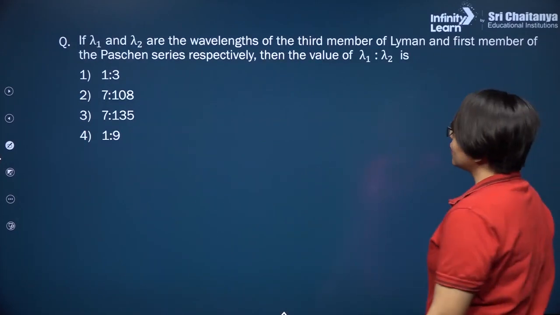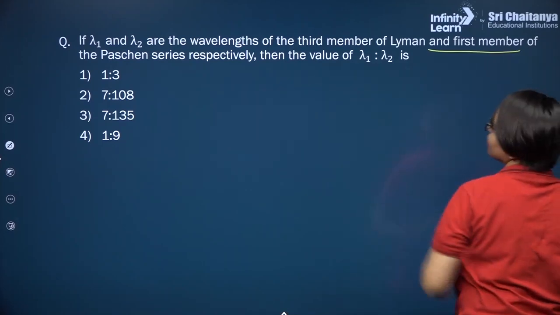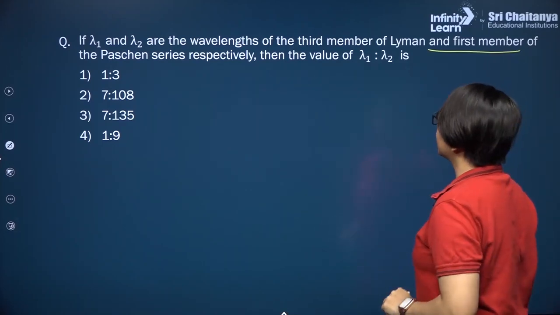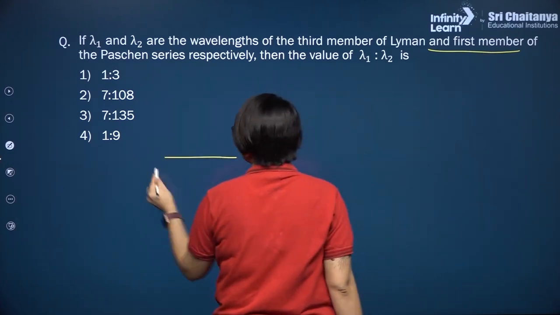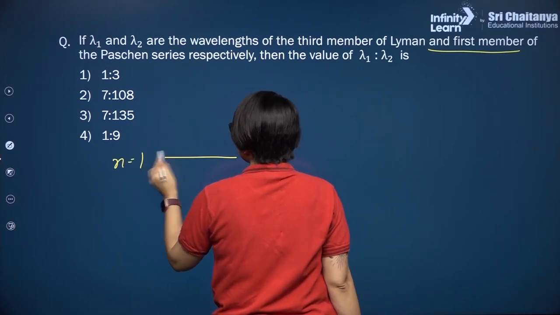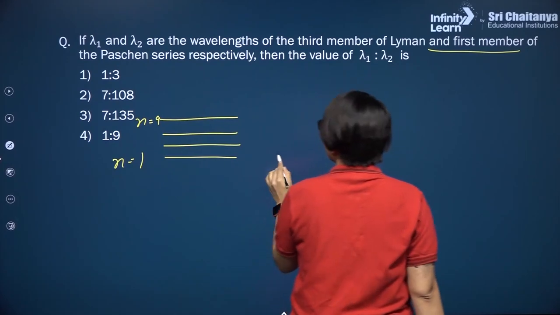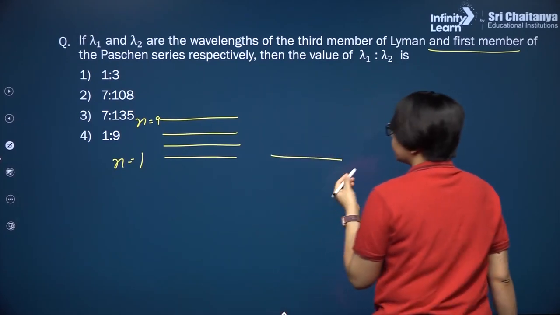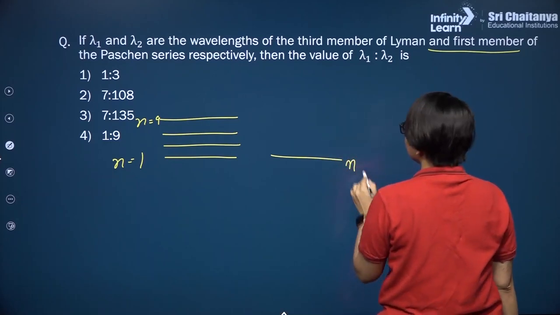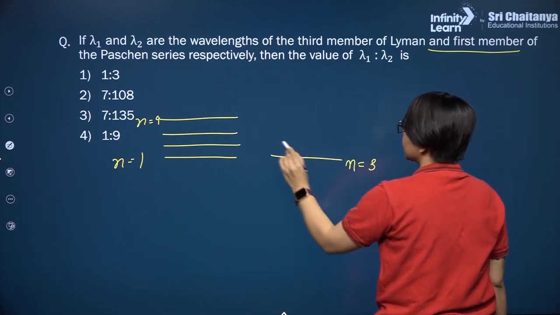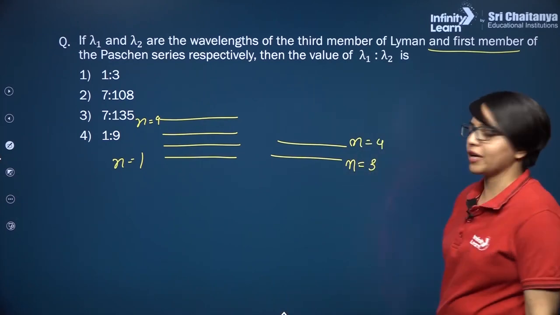Next is, if lambda 1 and lambda 2 are the wavelengths of the third member of the Lyman series and the first member of the Paschen series respectively, then find the value of lambda 1 by lambda 2. So for the Lyman series, the third member will be n equals 4, and for the Paschen series we have the first member, so the Paschen series is for n equals 3, so n equals 4 is the first member for the Paschen series.